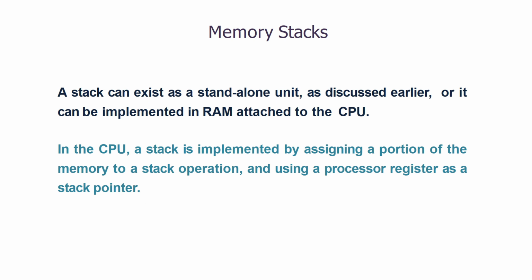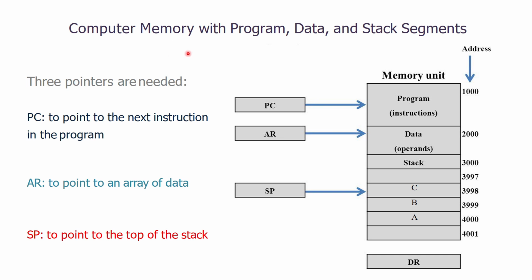So what does this mean? In a memory, suppose this is my RAM, some part of my RAM will be dedicated to stack. So in a computer memory with program, data and stack segment, this is my program segment, this is my data segment, and this is my stack segment. This full location from 4001 to 3000, whole of this is a stack.